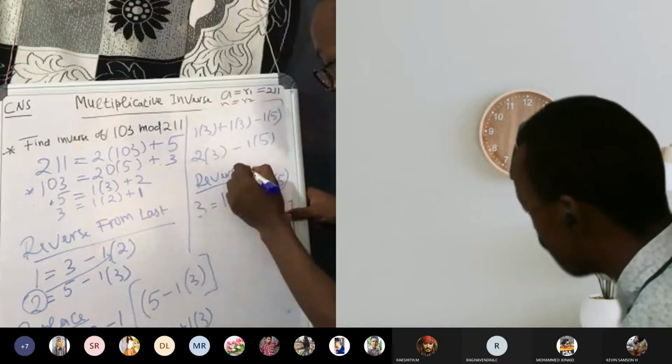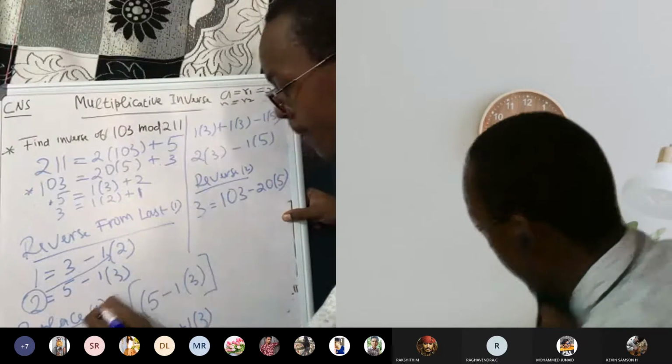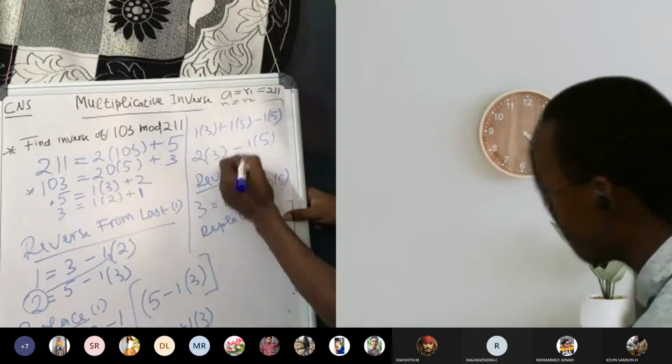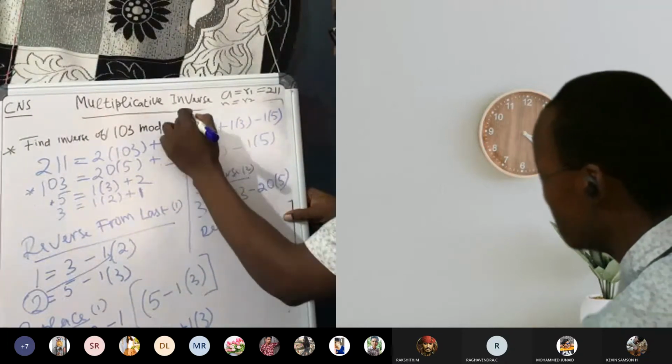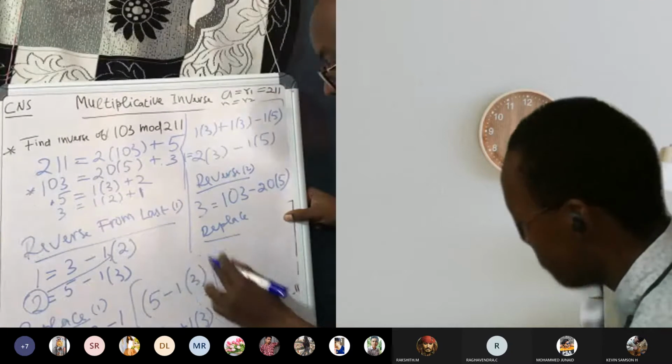Replace. This is the reverse number two. This was the reverse number one. This was the replace number one. Now, replace number two. Replace in where? In the value. This was a value of one. This one is equal to. Okay. Replace here.